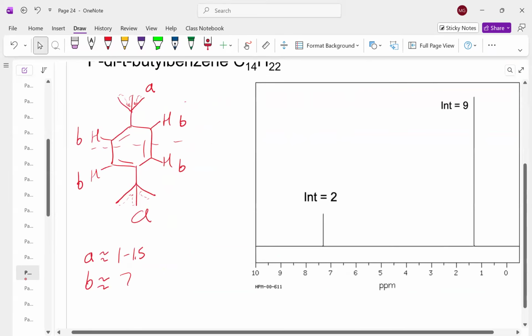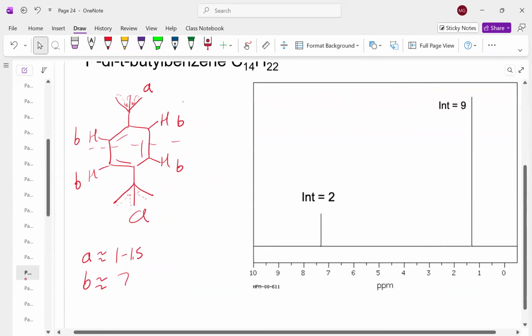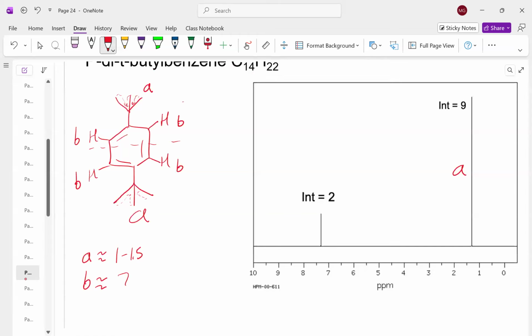And if I go to the NMR, notice at around 1 and close to 1.5, like where I predicted, there's a signal there. Those are my A hydrogens. And then the B hydrogens, I predicted somewhere around 7. That's where they are, the aromatic ones.